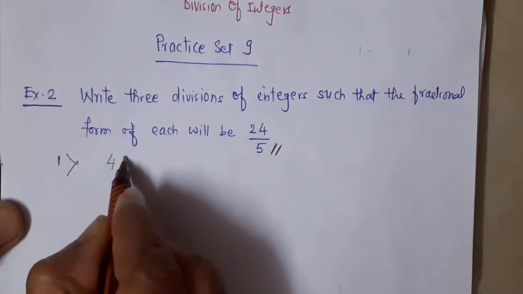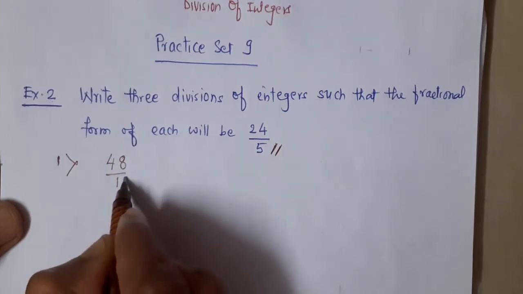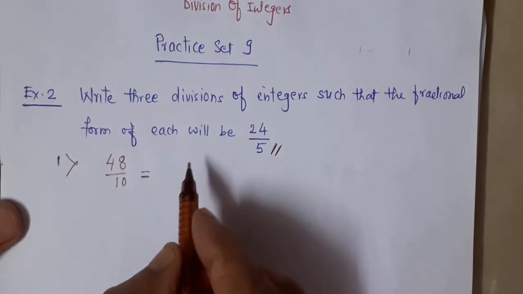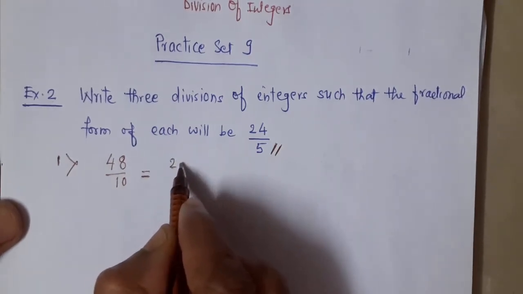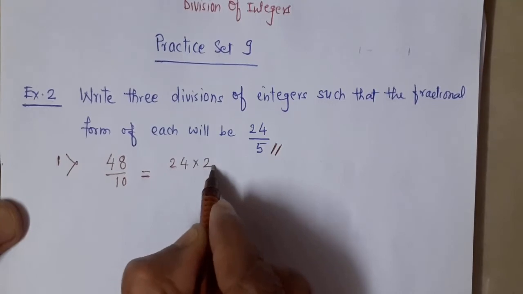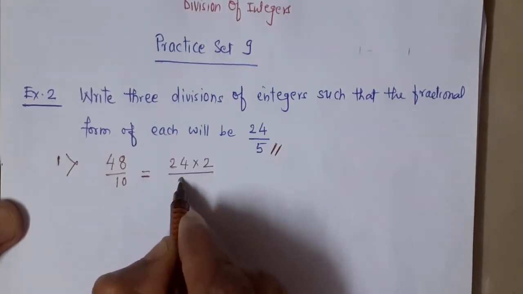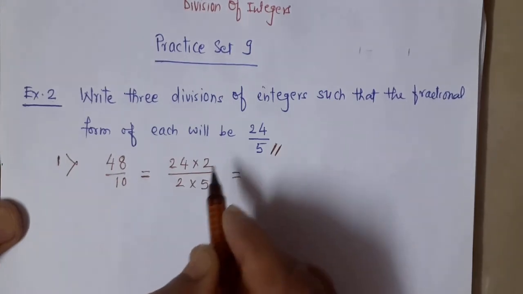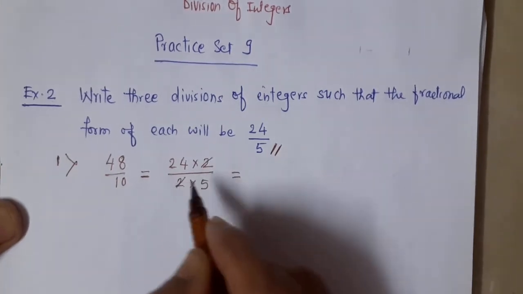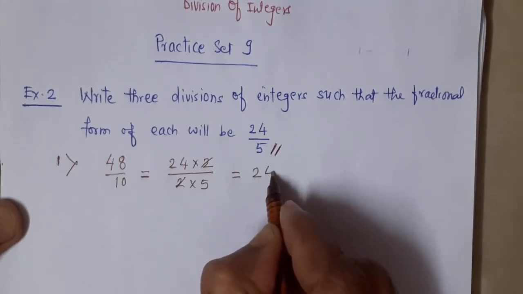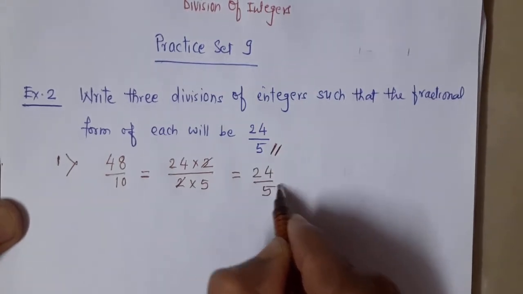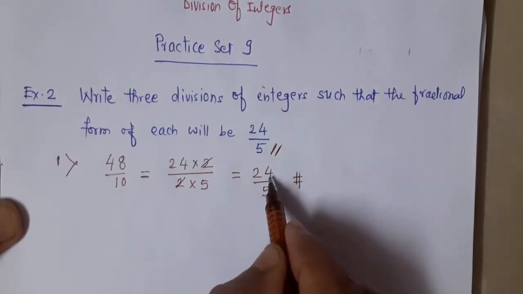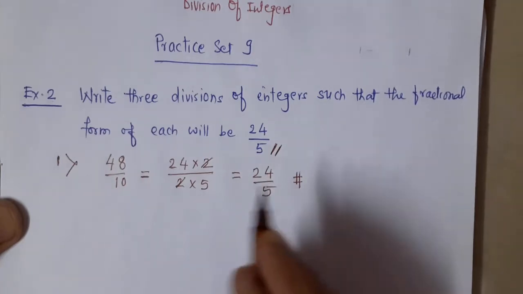48 by 10, and when I am writing this 48 by 10, I can simplify it as 24 by 2 and 2 by 5. When we have these two common, cancel it, the answer will be 24 by 5. Like that, you have to find that your ultimate result is 24 by 5.